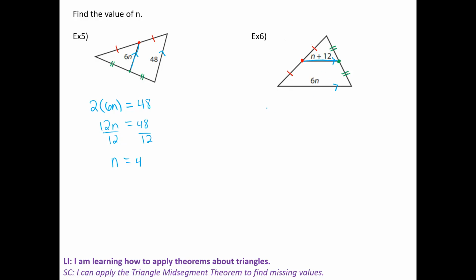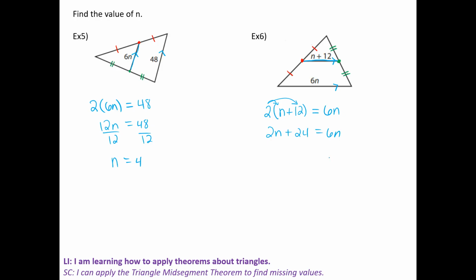Once again, I know it takes 2 mid-segments, and here the mid-segment is n plus 12, to equal the third or the parallel side. Okay, so that's the equation I come up with. Again, 2 times the midsegment equals the parallel side. I'm going to go ahead and distribute to solve this out. So 2 times n, 2n, 2 times 12, 24, equals 6n.